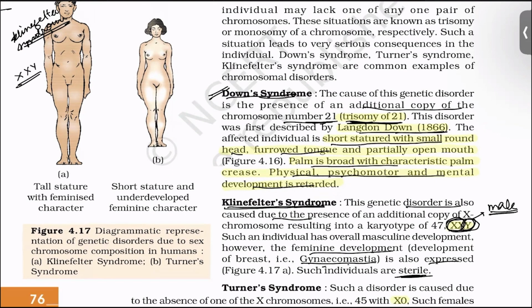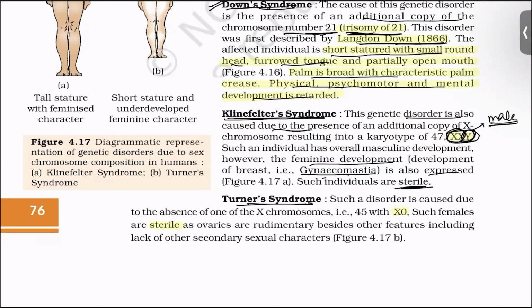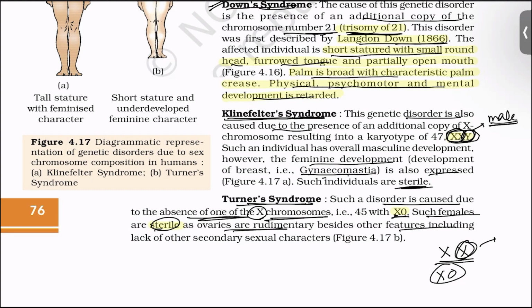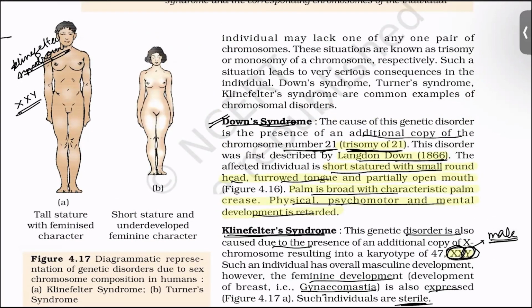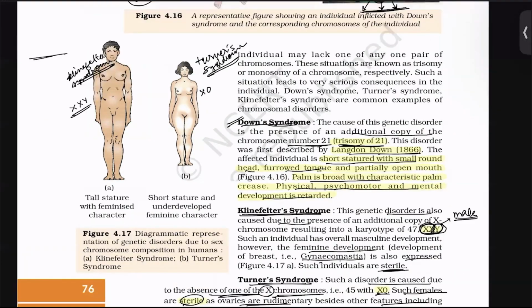And Turner syndrome. In Turner syndrome, what happens is there is absence of 1 X chromosome. So in females, we generally have two X chromosomes, but when there is absence of an X chromosome, the genotype will be XO, and such females will be sterile, and ovaries will be rudimentary, and other features, including secondary sexual characters, will also be rudimentary, and this disease is known as Turner syndrome. So these were some chromosomal disorders, and there is the summary.